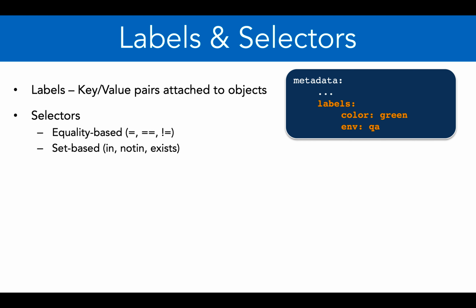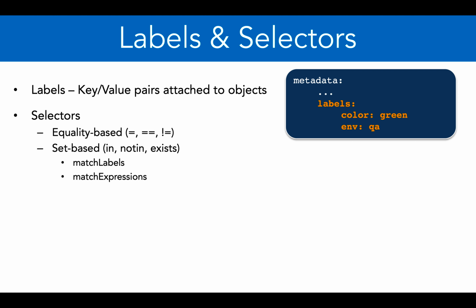And we can have two types of selectors. One is equality based and the other one is set based. Set based selectors are typically used in declarative statements using a YAML file, and equality based selectors are mostly used in the imperative or the command line statement. In the set-based selectors, we select labels using two keywords. One of them is match labels and the other one is match expressions.